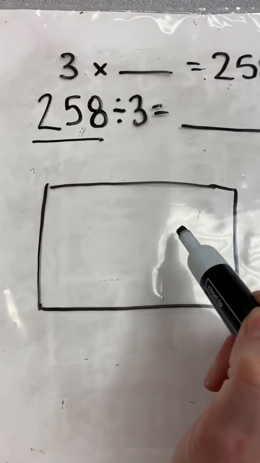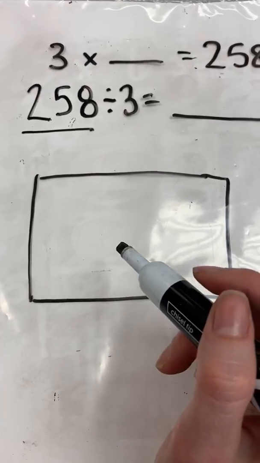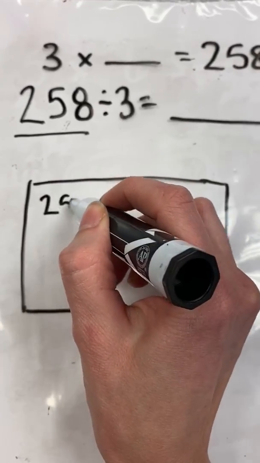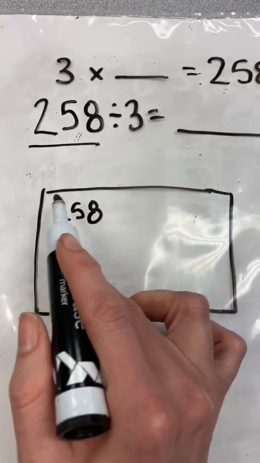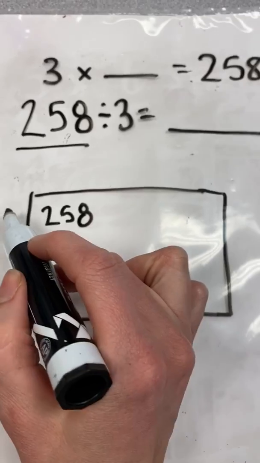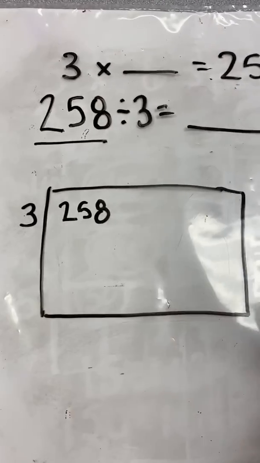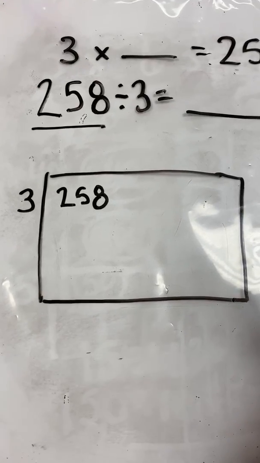Before with multiplication, I was trying to find the total, how many inside of the array. This time, I know that amount. So I'm going to put 258 inside, and that represents everything inside. And I'm going to divide that amount by 3. Now, I'm wondering how many times will 3 go into 258?